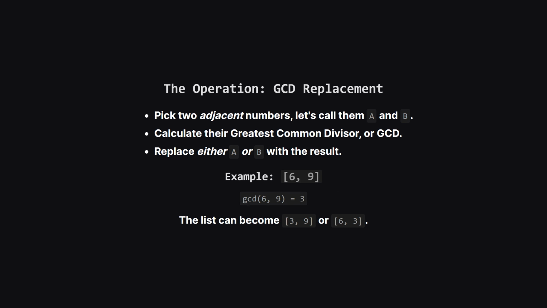The only tool we have is the GCD, or greatest common divisor. We can pick any two numbers that are right next to each other in the array. We calculate their GCD, and then we can replace either of the original numbers with that result. So for example, if we have a 6 and a 9, their GCD is 3. Our list could become either 3 and 9, or 6 and 3. This is the only move we can make.